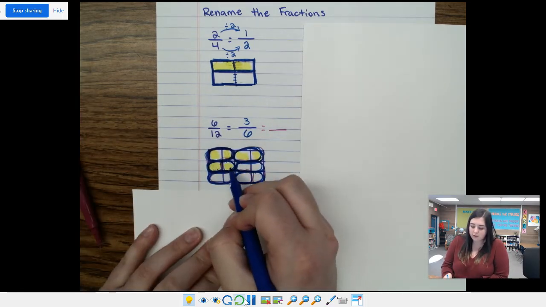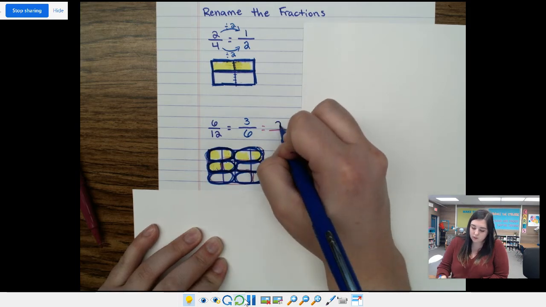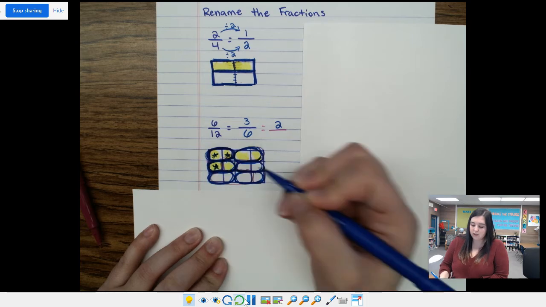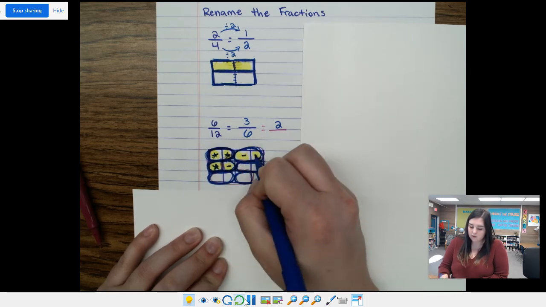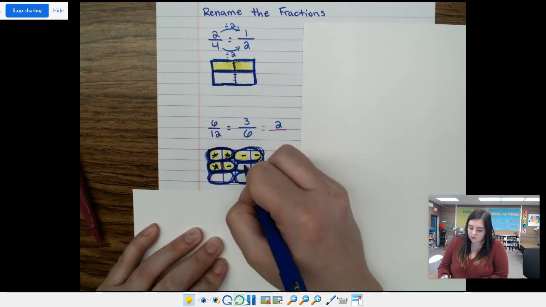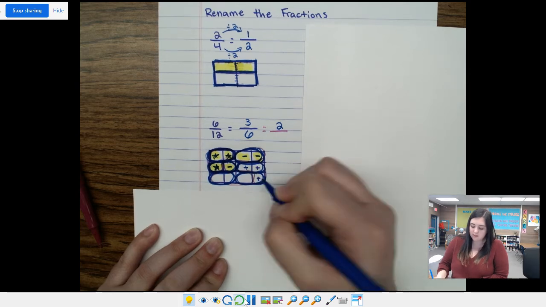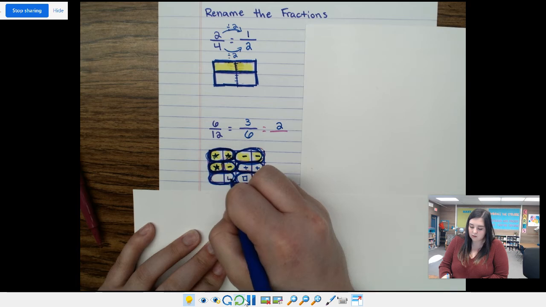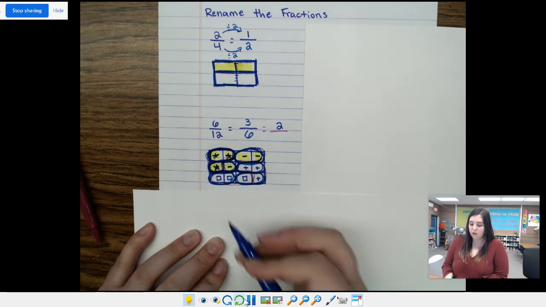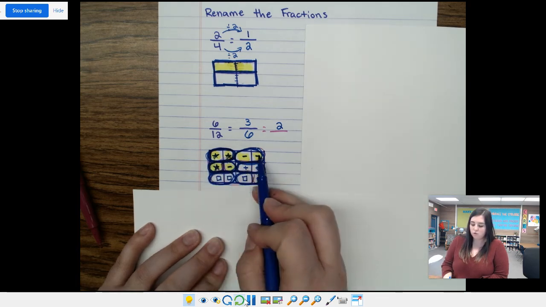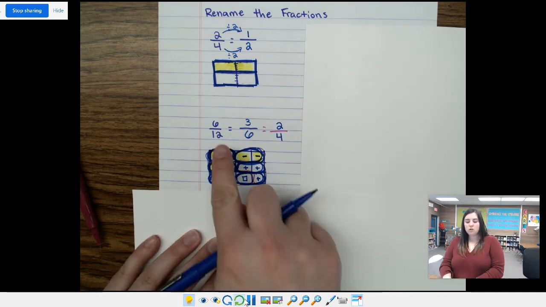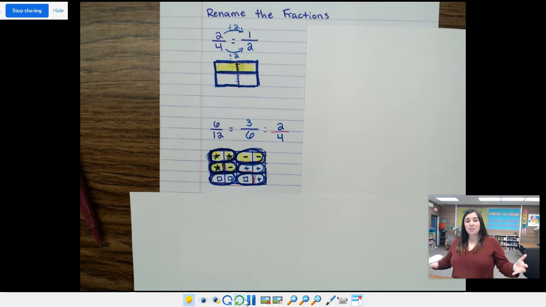But that would mean I have, this would be 1, 2 parts shaded. I'll do this. These are together. These are together. These are together. And these parts are together. So I have 1, 2, 3, 4 parts total. These are all equal fractions, but that's still not the smallest I could make it.